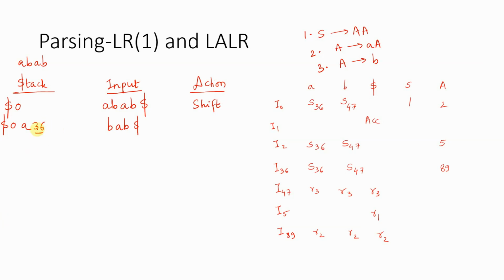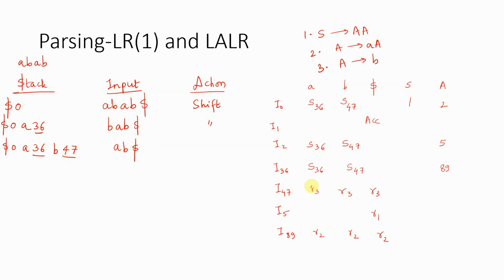Fine. After that, come to this 36 on B. Check the entry of 36 on B: it gives you shift 47. So this will be 0A 36. Since it is a shift entry, it will shift this symbol onto the stack and write the next state, that is 47. Yes, what is left in input? AB $. So you can write shift operation. Then 47 on A. 47 on A is R3.